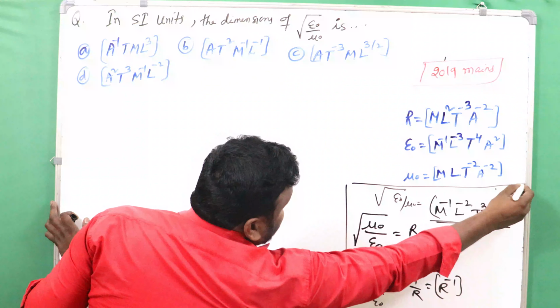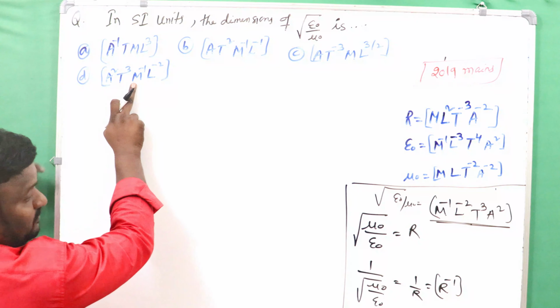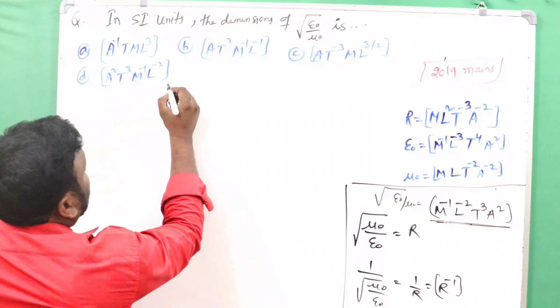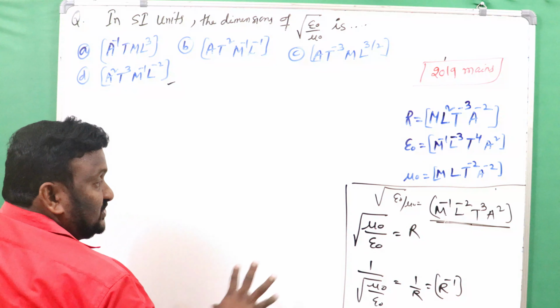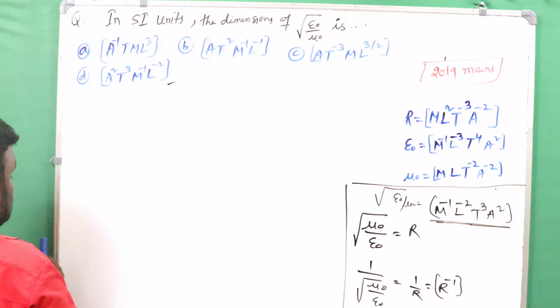So that's why we have to check among the four options. Here it is M inverse 1, L inverse 2, T cube and A square. The fourth option is the right one. That's enough, but we have another method also to solve this one, so just check it here.